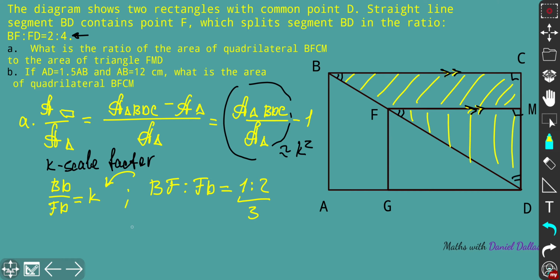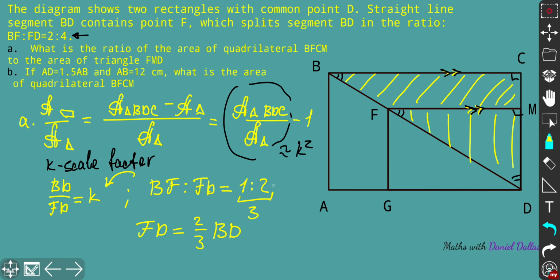So that's why we can consider that FD, we can express through BD right now, okay? We have 3 parts, so FD is going to be 2 over 3 of BD, from the ratio that we're given.